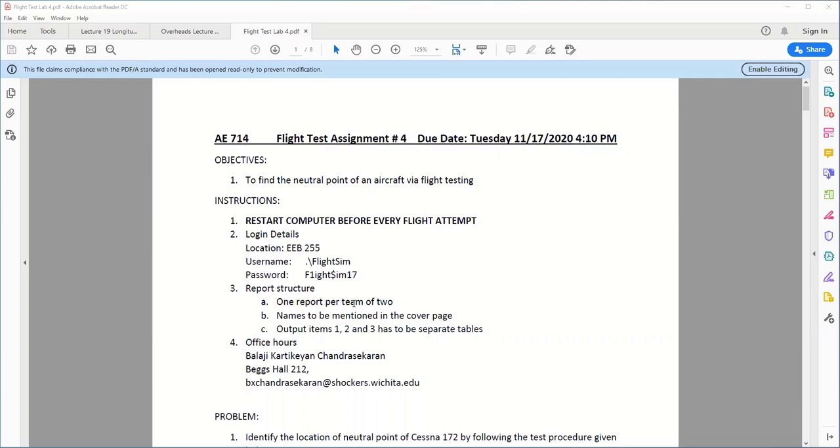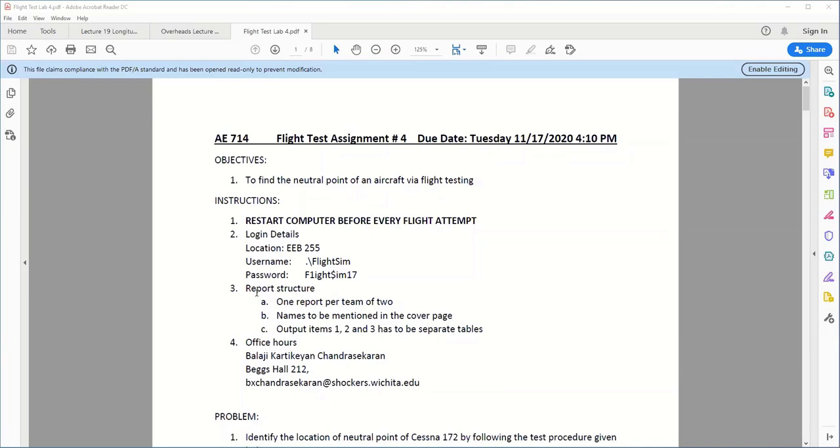Good evening, everyone. Today we are going to look at flight test assignment 4. This will be our last flight test assignment for this semester, and then there is supposed to be one more, but we don't have time for that. In this assignment, we will be trying to find the neutral point of an aircraft.